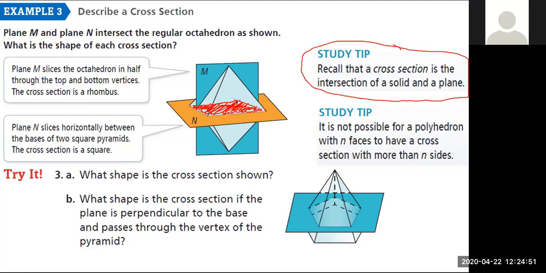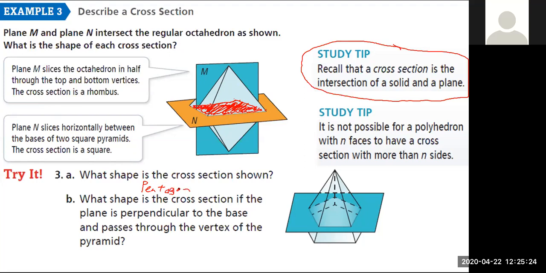On number 3, they do a better job of displaying it so that you can see it. So on the try it, what shape is the cross section shown? Well, this was a pentagonal pyramid because the bottom shape was a pentagon. And if you look at how the plane intersects the pyramid, the cross section is also going to be a pentagon. So again, a lot of times it'll be one of our types of polygons. So it's a pentagon.